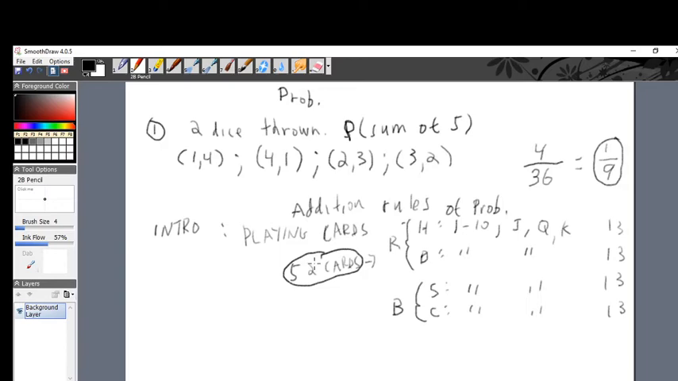Okay, now let's start right away with a problem that involves cards. So I'm going to call it problem number 1. Even though I called that problem number 1, that's okay. We can call this problem number 1 too.